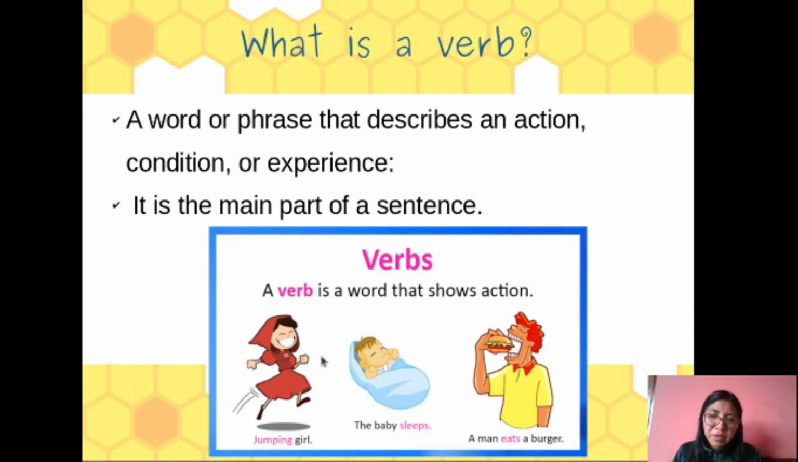Pay attention here. That is a girl, okay? She is jumping. What is the action? Jumping, okay? The baby sleeps. What is the action? Sleep. So that is the verb. A man eats a hamburger, okay? So what is the action? Eats, okay? So remember, a verb shows the action, okay? What is the subject? A verb shows the action that the subject is doing, okay?